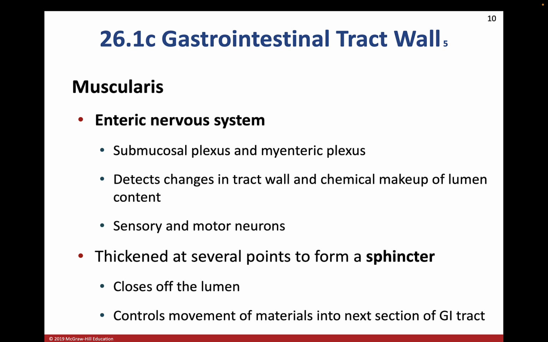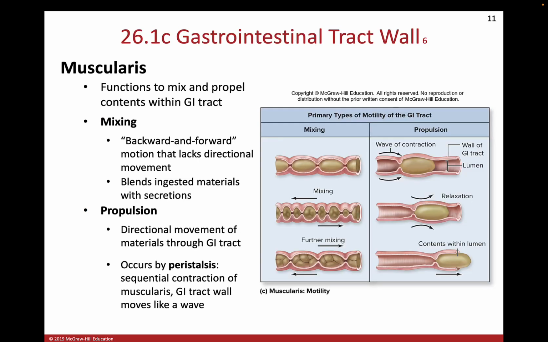Now, along the way, sectioning off organs from each other and also closing off the lumen are what we refer to as sphincters. And they are thickenings of the muscularis layer. And they, once again, are going to be responsible for controlling the movement of materials from one section of the GI tract to the next.